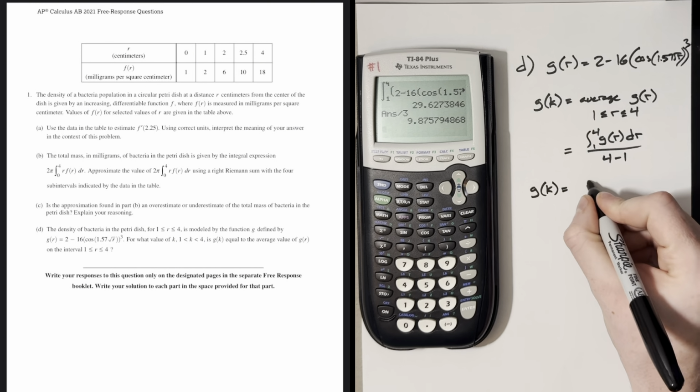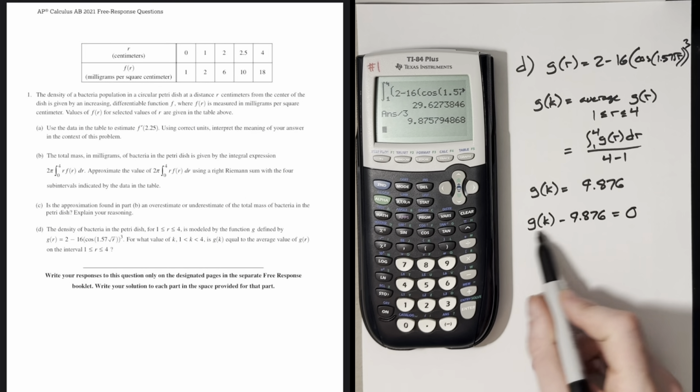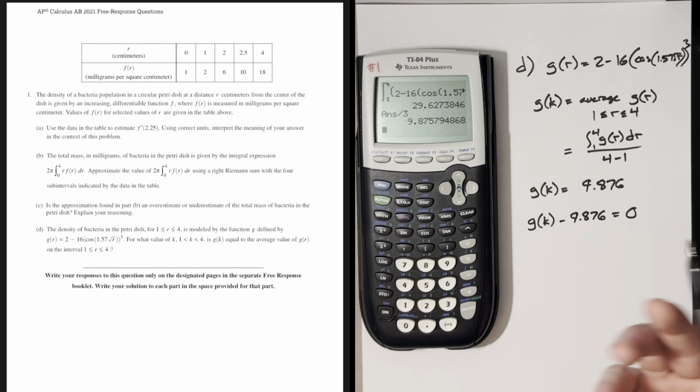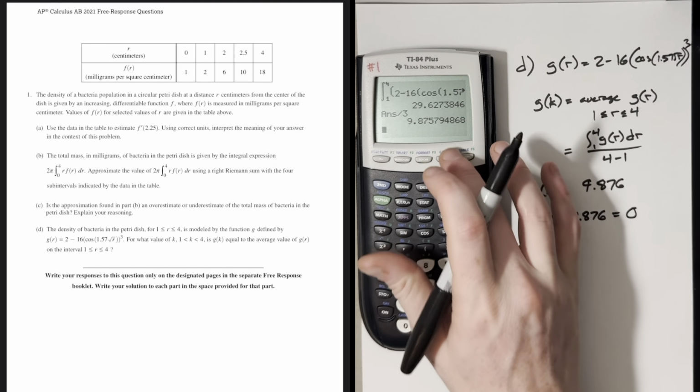G of k has to equal 9.876. Okay, so now I just need to figure out where my function g is equal to this. The best way that I've found to do this is by isolating 0 and then graphing the function. So if I subtract this over, g of k minus 9.876 equals 0, I can graph this function and then use second calc to find the value where this equals 0, where it crosses the x-axis.